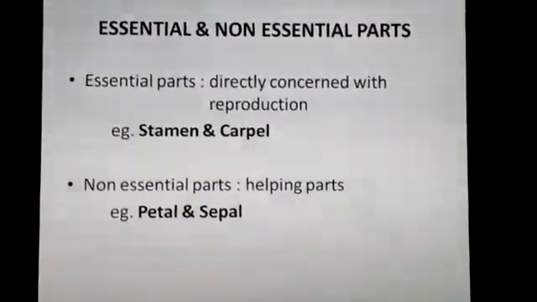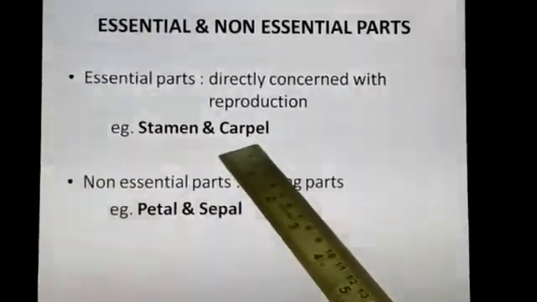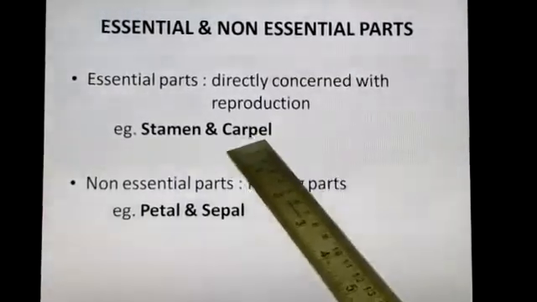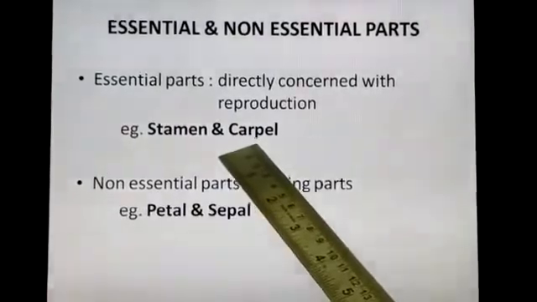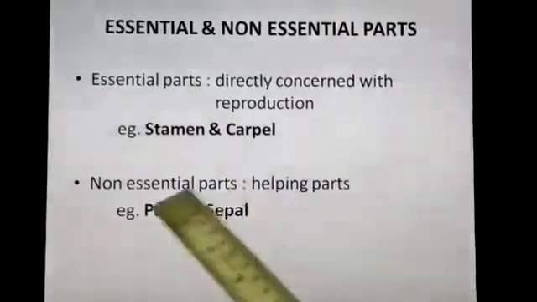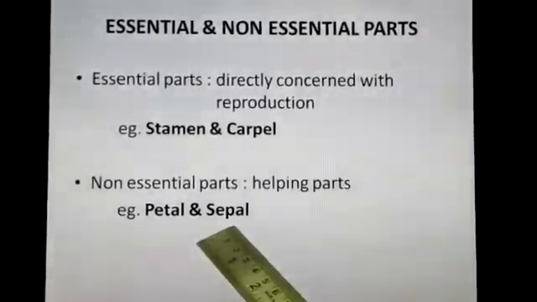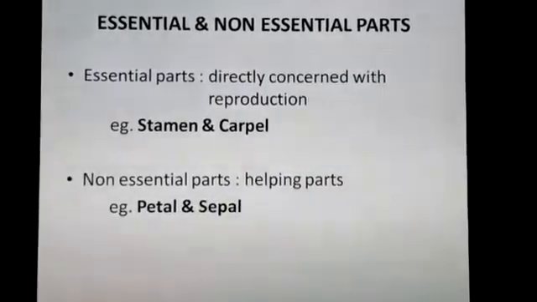Essential and non-essential parts of a flower. The parts stamen and carpel, they are directly concerned with reproduction. So therefore they are termed as essential parts. These parts are also called as reproductive parts of a flower. Petals and sepals, they only help the flower in reproduction. So they are the non-essential parts of a flower.